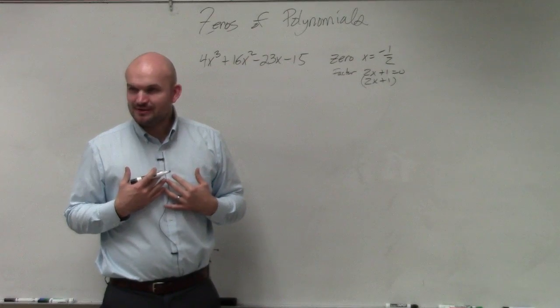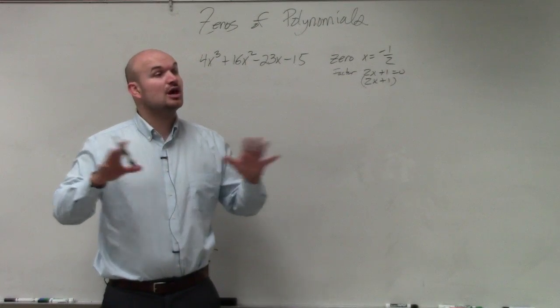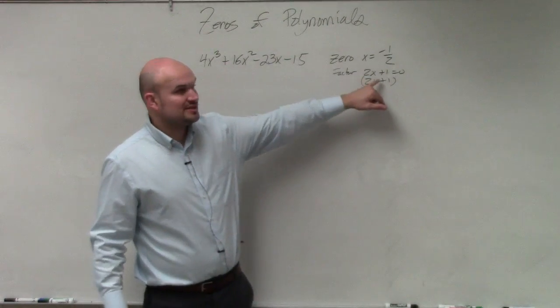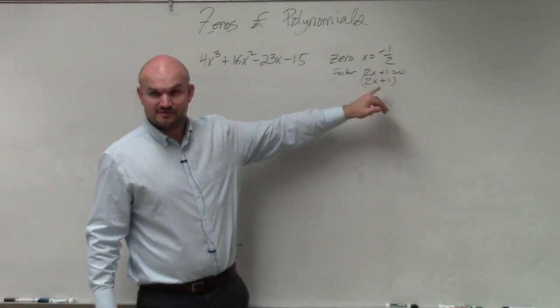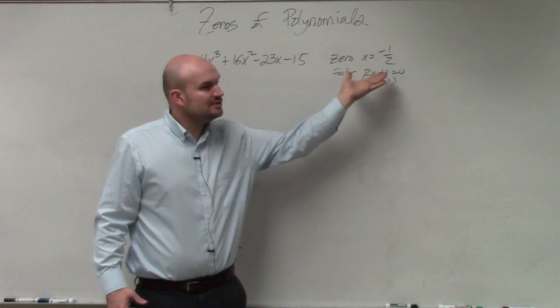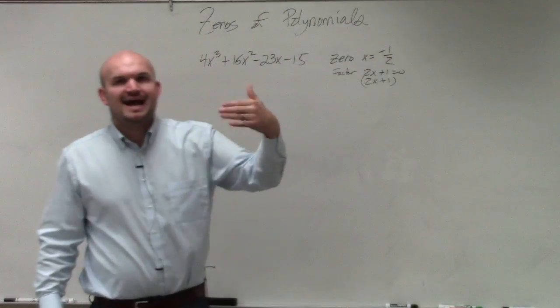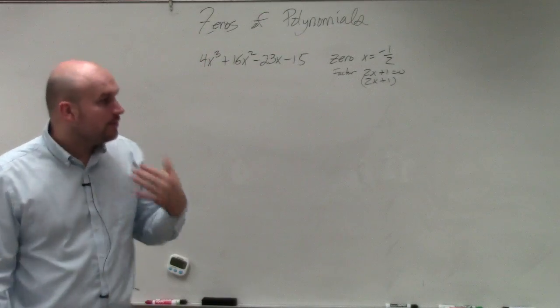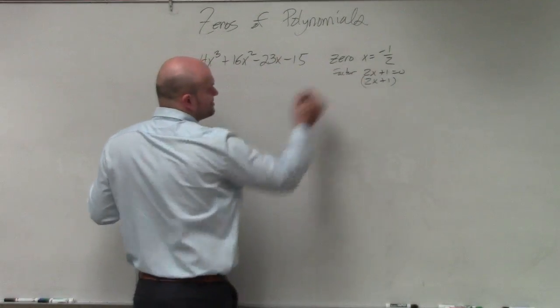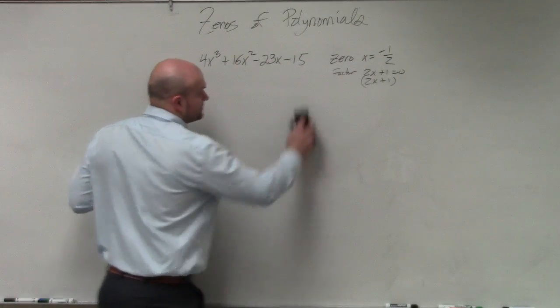However, I'm a simple man. I would prefer to use synthetic division as long as I can, because this factor is linear, so we can use synthetic division, right? Or we have the 0, so we can use synthetic division, because we only really have to use long division when our factor is squared or so forth.